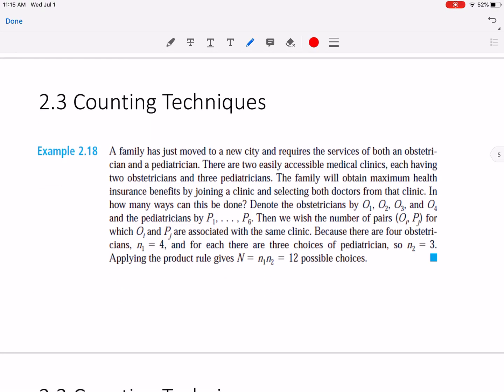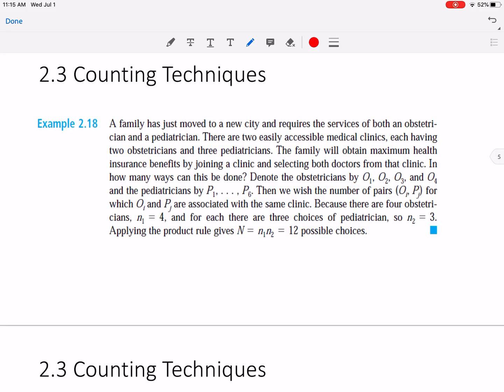And let's take a look at example 2.18. This is coming from the textbook as well. The problem says a family has just moved into a new city and requires the service of both an obstetrician and a pediatrician. There are 2 easily accessible medical clinics, each having 2 obstetricians and 3 pediatricians. Now the family will obtain maximum health insurance benefits by joining a clinic and selecting both doctors from that clinic. In how many ways can this be done?